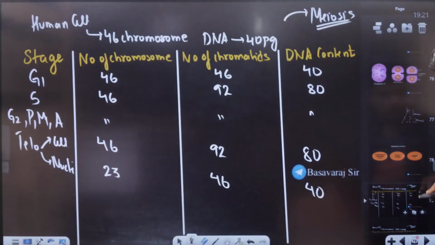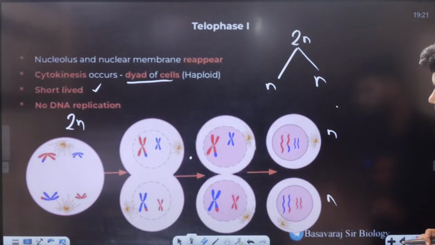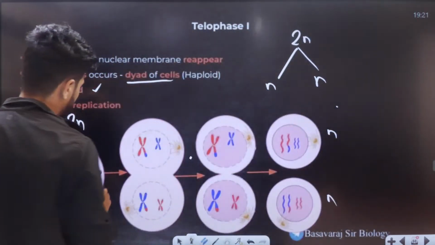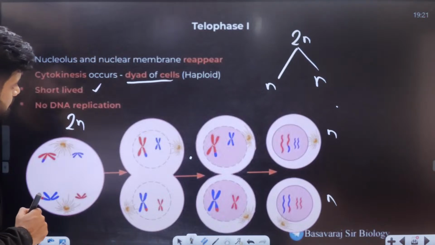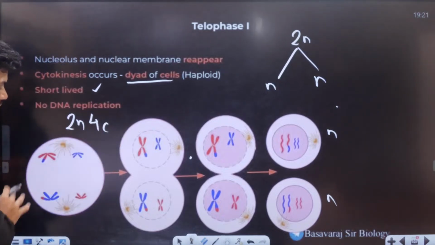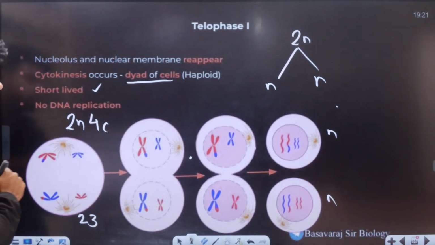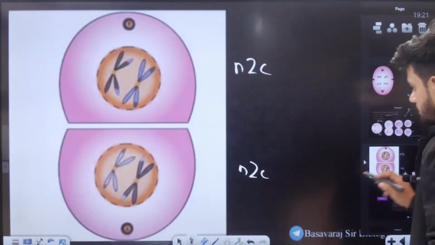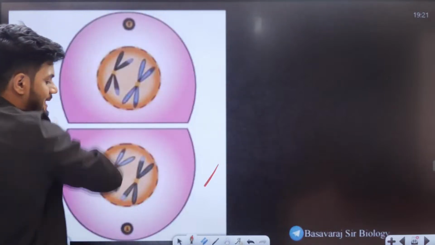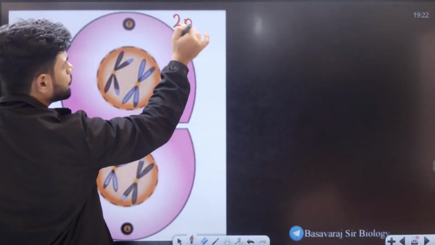Let's come back to telophase 1. This is the entire cell here. It has 2n. This right here is 2n, 4C condition. Here we have, let's say, 23 chromosomes. Now this entire cell in telophase is 2n 4C.